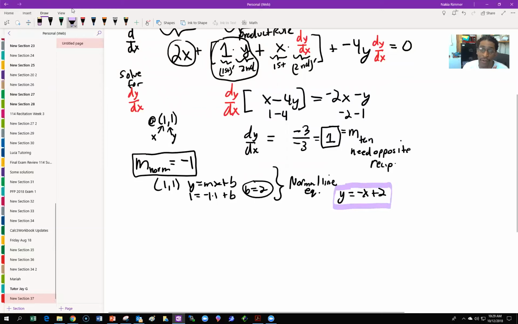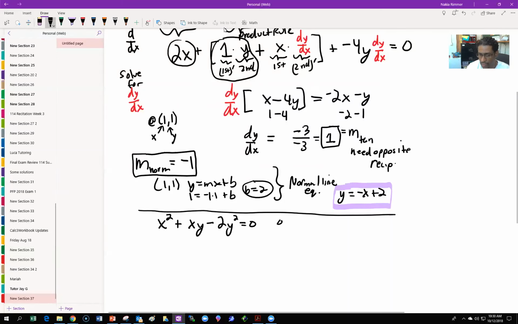Phase 1 is done. We found the normal line, but they ask a different question: where does this normal line intersect the curve a second time? We know it's going to intersect at the point of tangency. Now we have to worry about where it intersects a second time. It's like solving two equations at one time. You have x squared plus xy minus 2y squared equals 0, the original equation, and then y equals 2 minus x, the normal line equation. It'll make it easier to plug in that way.